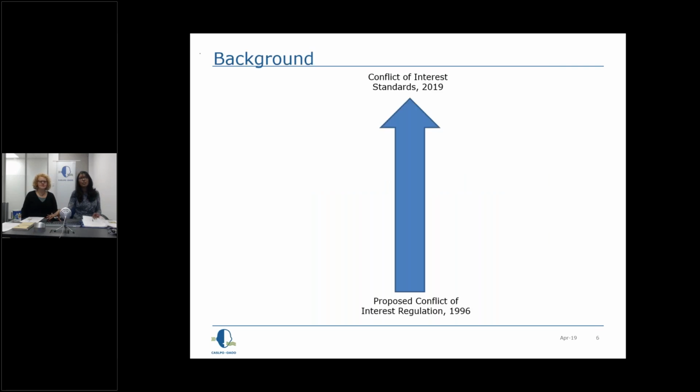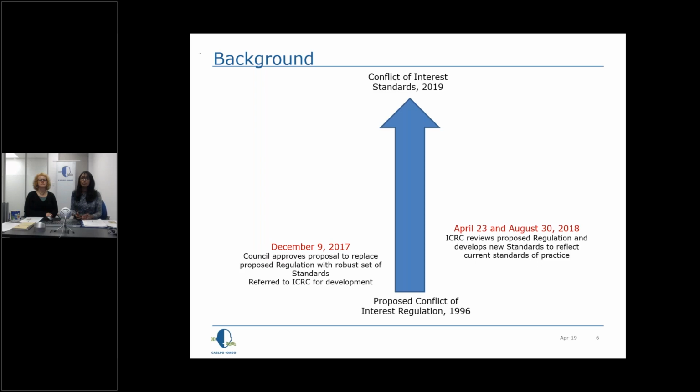So to begin, as Carol indicated, we wanted to give you a bit of background with respect to how the current standards came into being. In 1996, conflict of interest regulations were proposed, and then nothing happened, essentially. In December of 2017, Council approved a proposal to replace the proposed regulations with a more robust, more current set of standards. This project was referred to the ICRC for development, and the ICRC reviewed the proposed regulations and developed a new set of standards between April and August of 2018. They provided a draft form to Council in September of 2018, and at that time, Council directed that stakeholder feedback be sought.